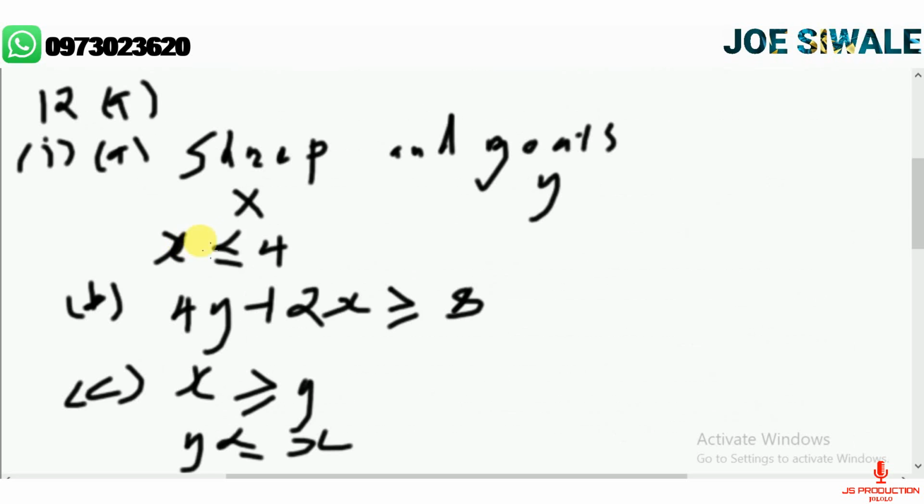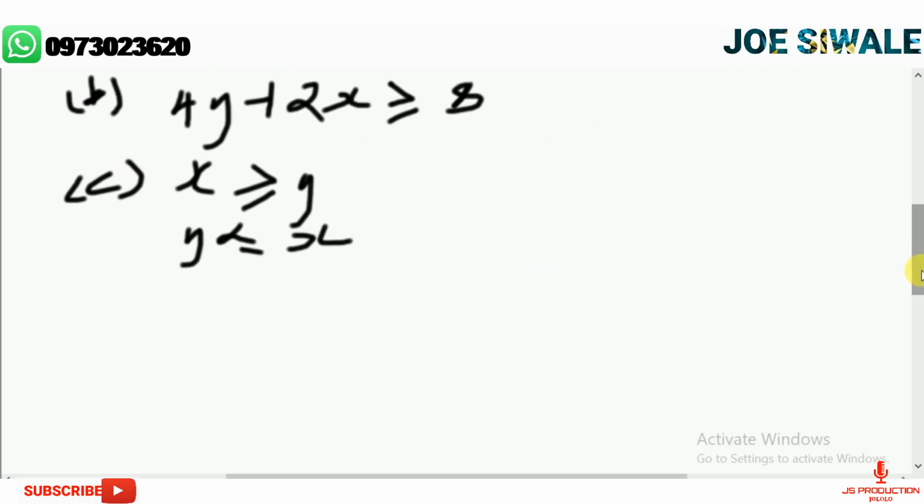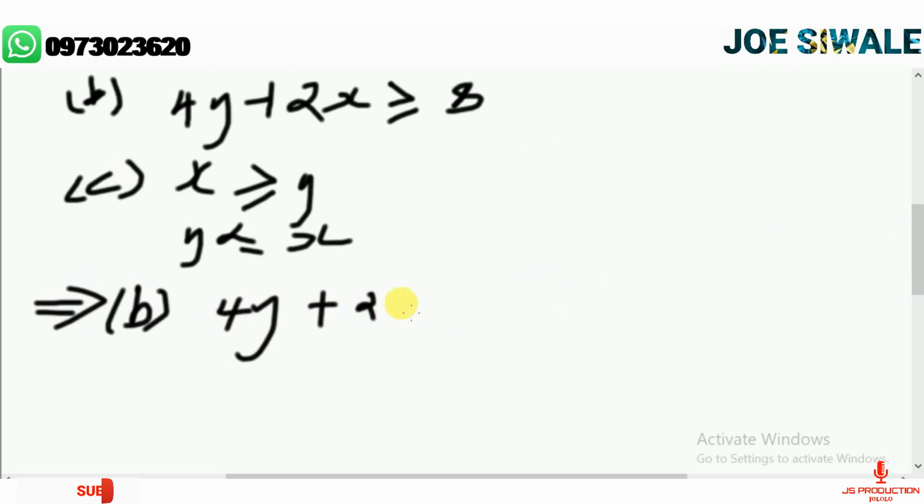And considering these inequalities that we have written, we have x is less than or equal to 4, then we also have 4y plus 2x is greater than or equal to 8. So for this one we need to write some of the coordinates, but these two, A and C, can just be drawn. So let us find the coordinates that we are going to plot. So for B, which is 4y plus 2x is greater than or equal to 8.